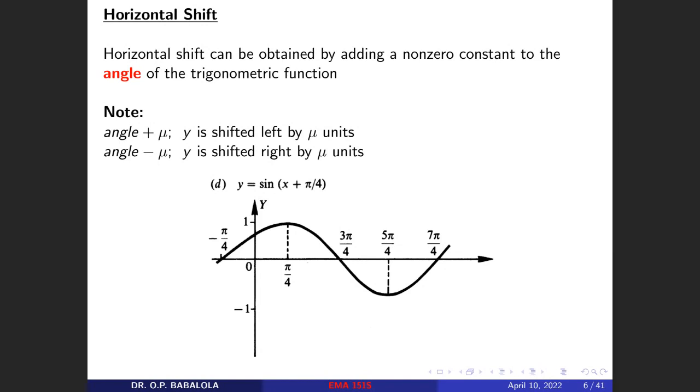Another example may be y equals cos x minus pi. Okay, this could be another example. So when you're adding a constant to the angle itself, whether it's a negative constant or a positive constant, but a non-zero constant, then you'll be having a horizontal shift. Okay, I hope that is clear.